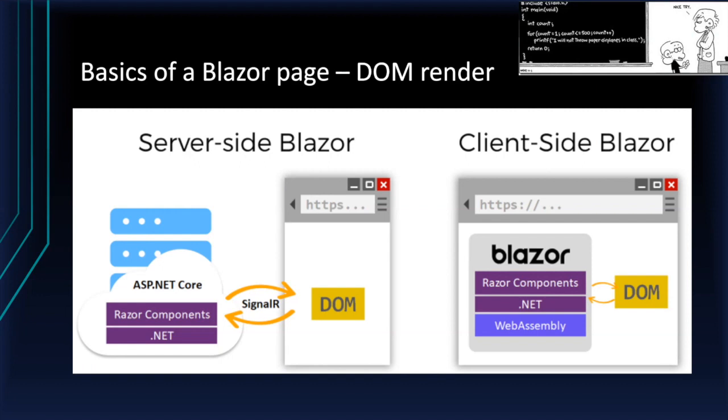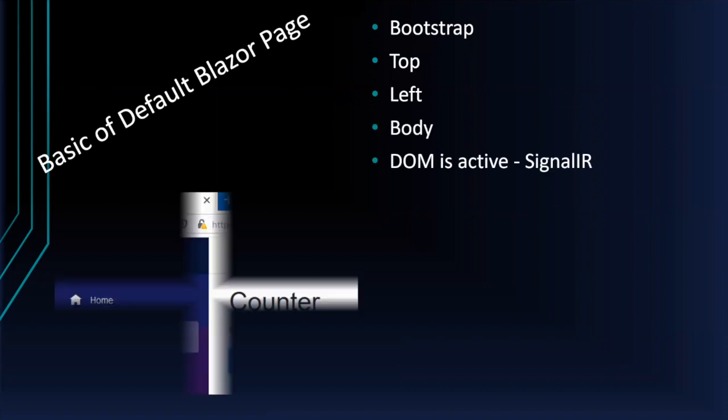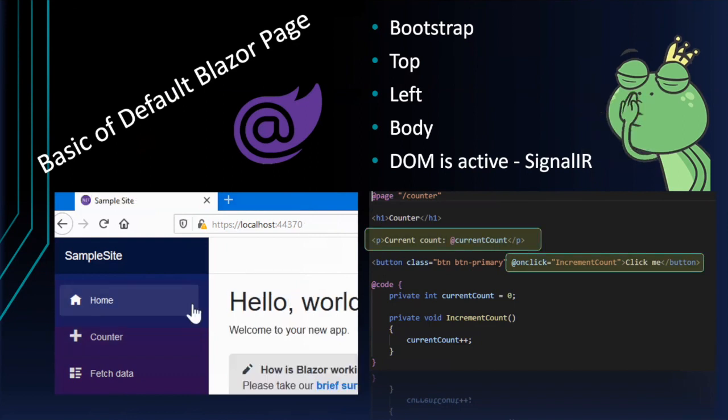And now my demo is going to take ages. So I'll just quickly, it's coming now. So when you say I want a new Blazor project in Visual Studio, it creates a basic layout, which is just based on Bootstrap. It's got a top bar, a left bar, a body bar, and then the DOM, which, as I said, is using SignalR. Hopefully you can see that the counter is changing. Can you see that?